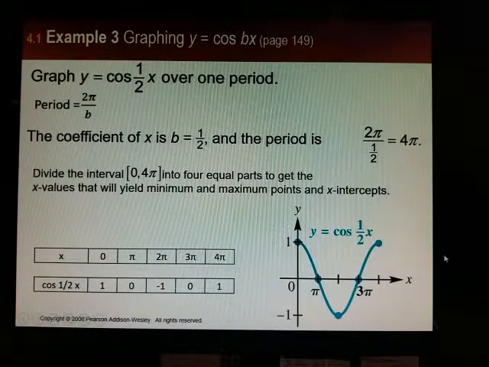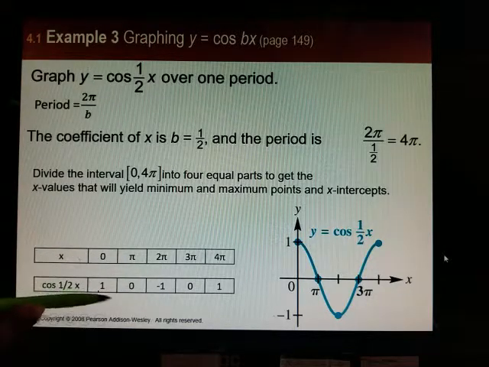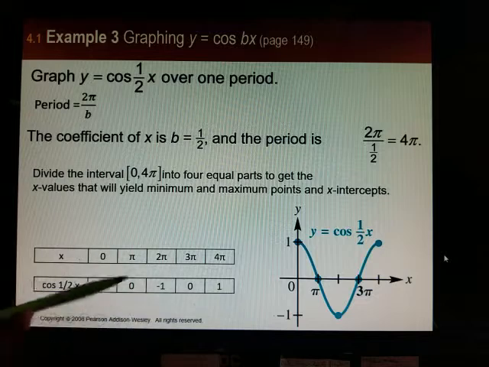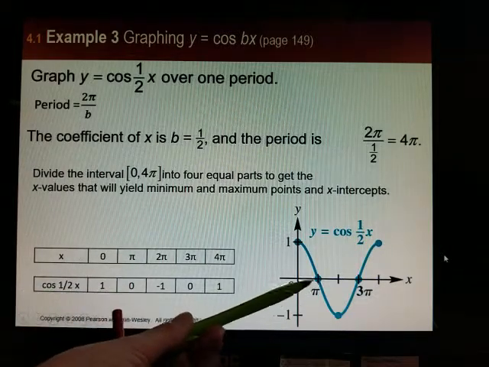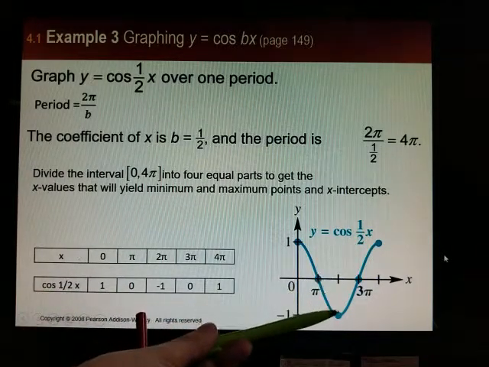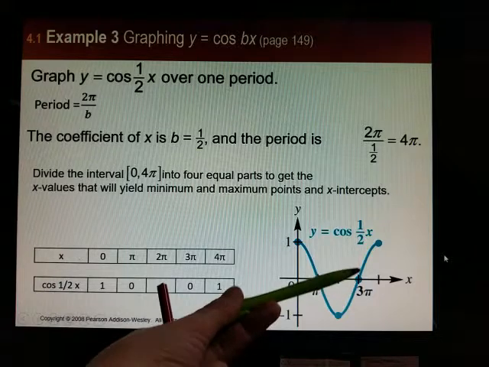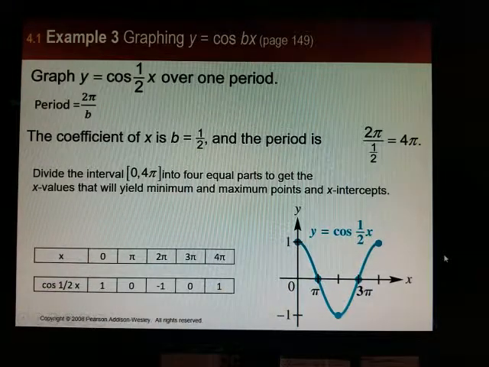And again, the graph, like I said, you then would plot your points. So this is at 0 radians, it's at 1. Pi radians, it's at 0. 2 pi radians, -1. 3 pi radians, 0. 4 pi is back to 1.